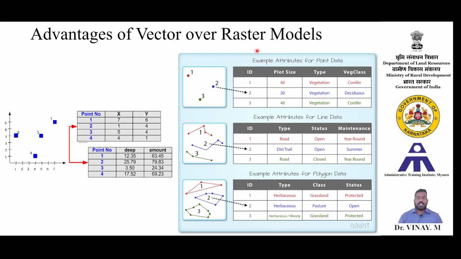But in the case of raster, the raster can hold only one value, that is called the digital number. You cannot store more than one value in raster datasets. But in the case of vector, you can store thousands of pieces of information within one particular point, line or polygon.